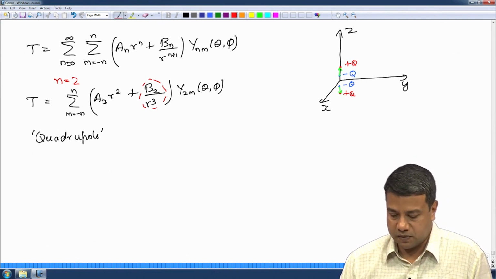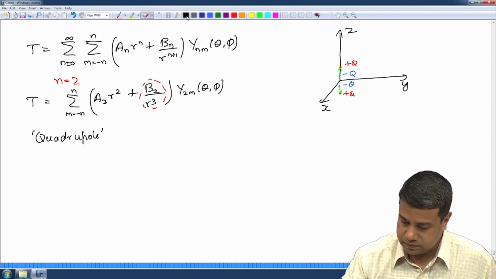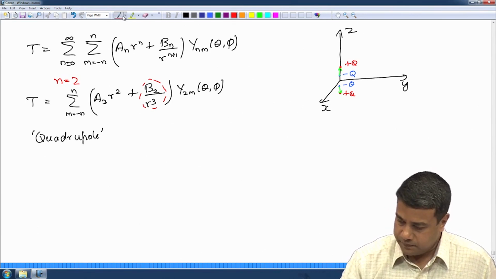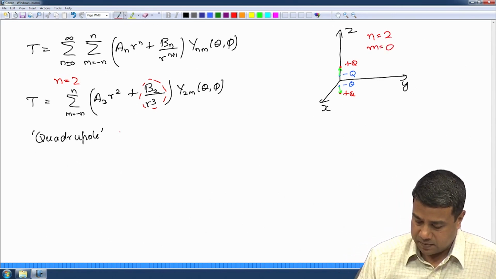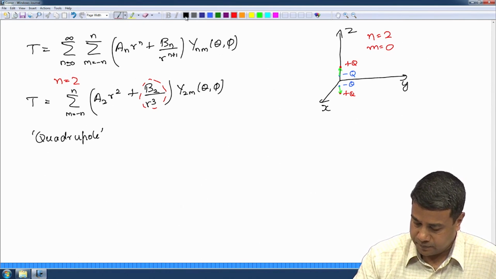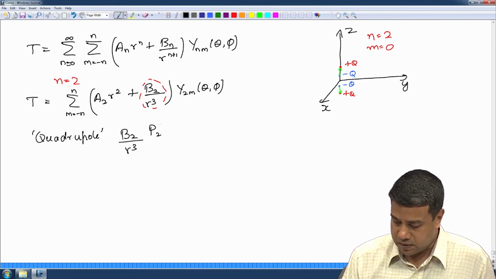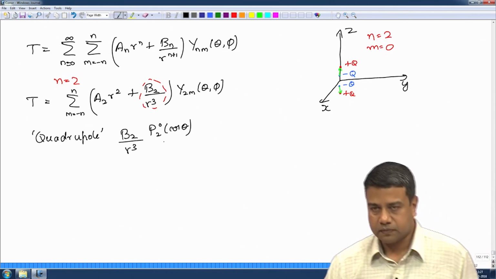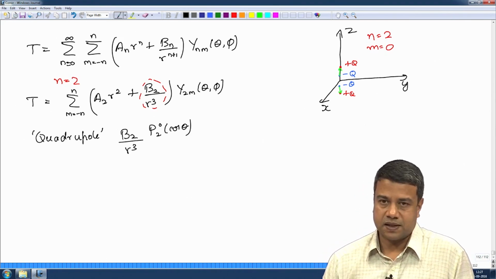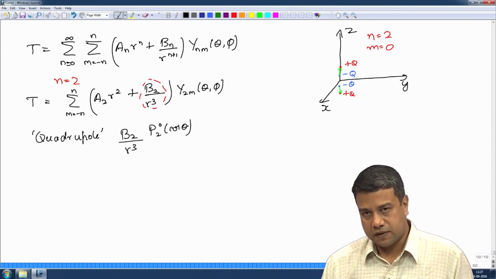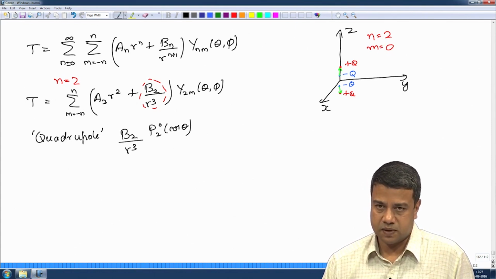What you are left with is a quadrupole field, for n is equal to 2 and m is equal to 0. In that case, we get something that goes as B2 by r cubed, P2 0 of cos theta. That is for m is equal to 0 where you have axisymmetry along the z axis. You can get it for other values of m: -2, -1, +1, +2.